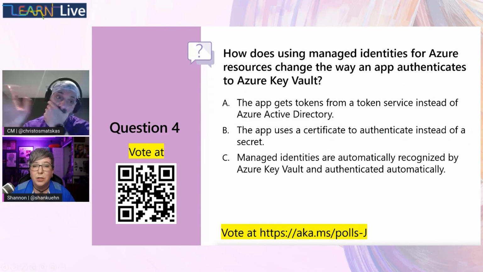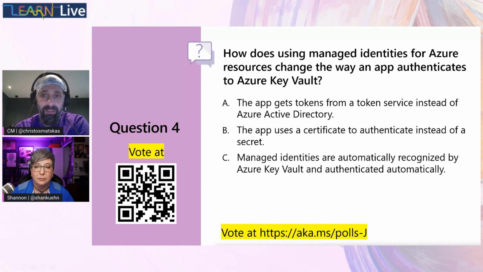How does using managed identities for Azure resources change the way an app authenticates to Azure Key Vault? Ooh, that's a doozy. Okay. Maybe start with what it's not again, because I feel like that might be helpful. Yes. So I would say B, for example, is definitely not the one that we want to say that it is.